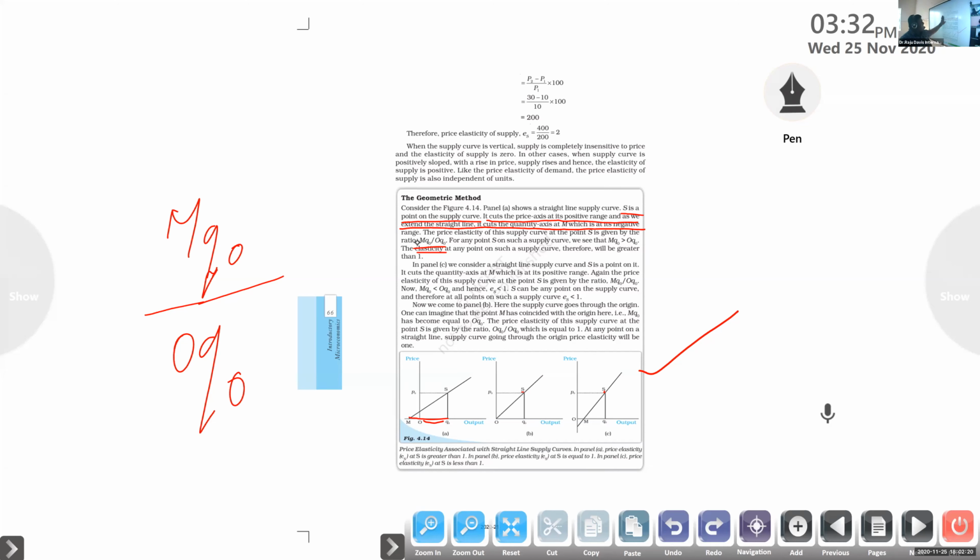So the elasticity at any point on such a supply curve will therefore be greater than one, right or not? So it is elastic. When the price changes, definitely we are able to find that the supply will increase. That's what panel A says to us. Clear or not?